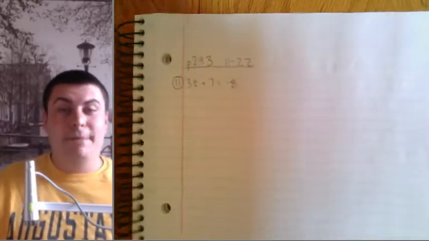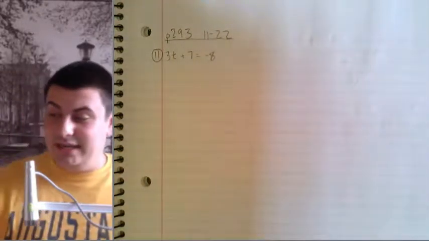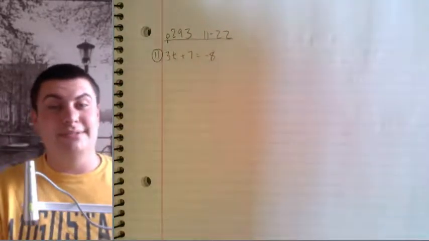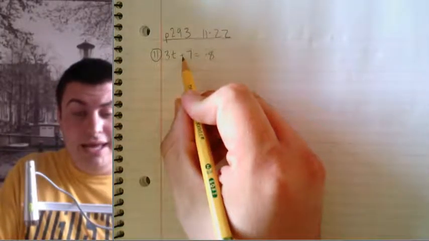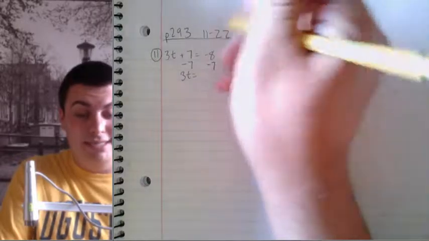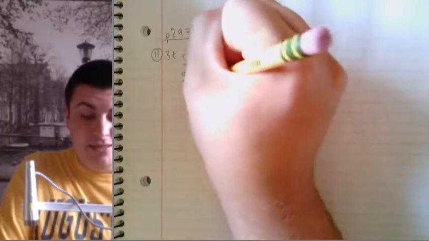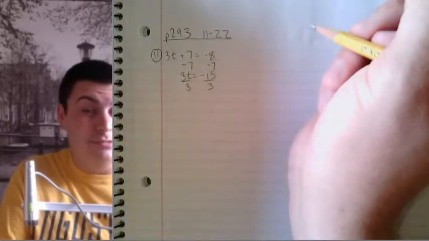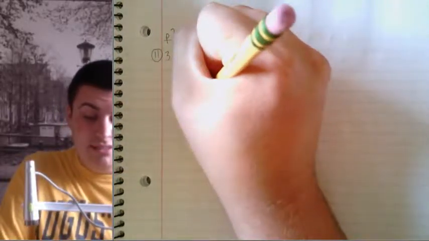All right, our practice for tonight, page 293, numbers 11 through 22. If we take a look at number 11, we have 3t plus 8 equals negative 7. So let's walk through a little bit of this. We work backwards. We see that we end with a plus 8, so that means we're going to start solving with a minus 8, doing our opposites. So then we're left with 3t equals negative 7 minus 8, which is negative 15. When we divide both sides by 3, because that's how we undo the multiplication, we're left with t equals negative 15 divided by 3, which is negative 5.